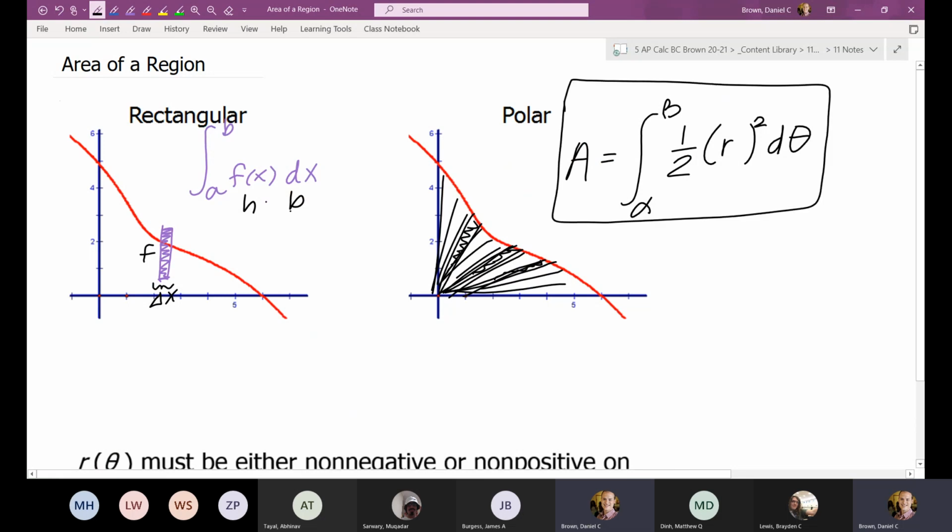So we have the integral from a to b, and it's always 1/2 r squared d theta. So it's not going to be like a top minus the bottom. It's not going to be right to left, left to right, top to bottom. It's just going to be 1/2 r squared d theta.